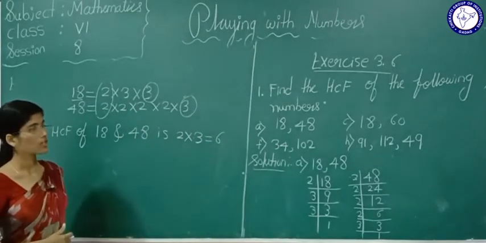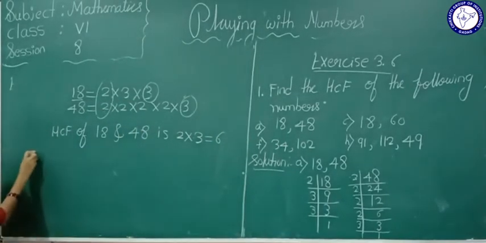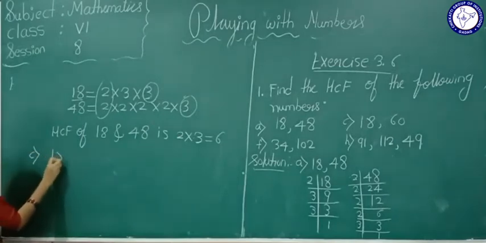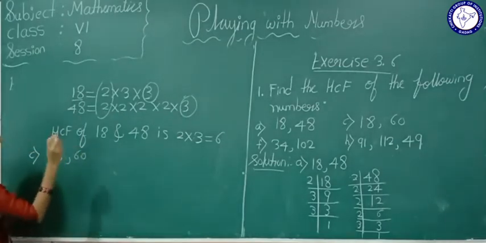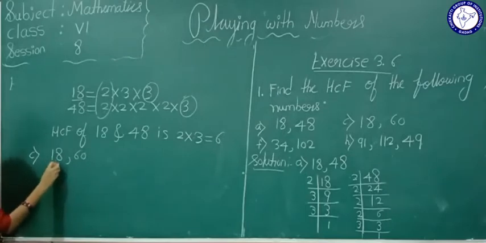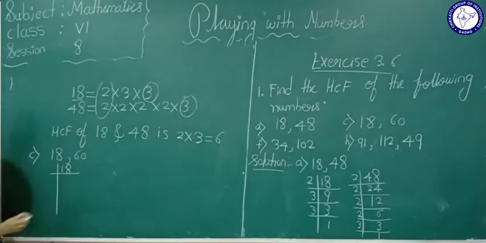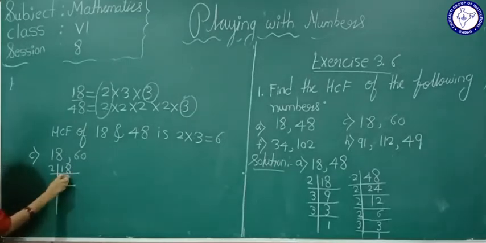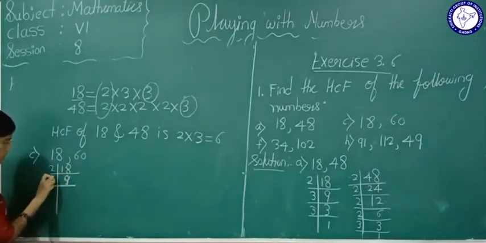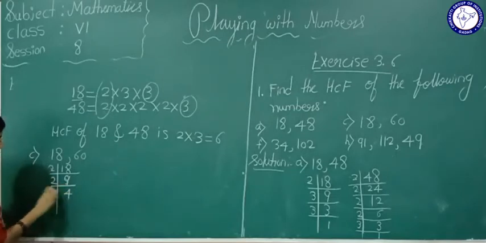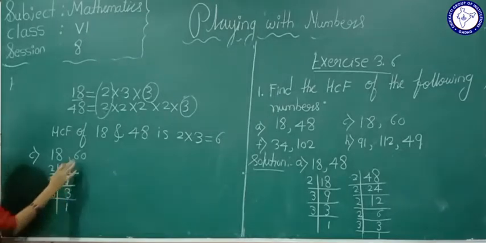Okay. Now in the similar way we will do B. What is it? 18, 60. Now we will do the prime factorization of 18. Divide this 18. See here, 2 9s are 18. We got 9 here, the quotient. Again divide this, 3 3s are 9. 3 1s are 3. What about the 60?